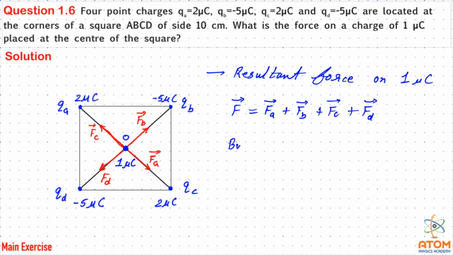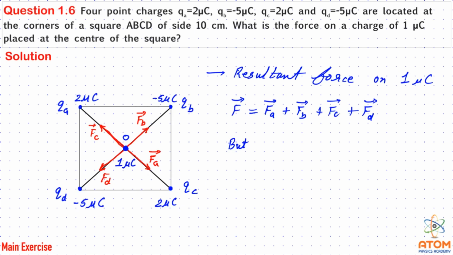But here one thing we can understand. Look, see this, FB and FD, they both are due to minus 5 microcoulomb. These are the two forces on 1 microcoulomb due to this minus 5 microcoulomb. So they both will be same in magnitude. As well as FA and FC is the repulsive force due to again 2 microcoulomb. They both are 2 microcoulomb, and that's why the repulsive force in magnitude will be same. That means the magnitude of FA and FC will be same.